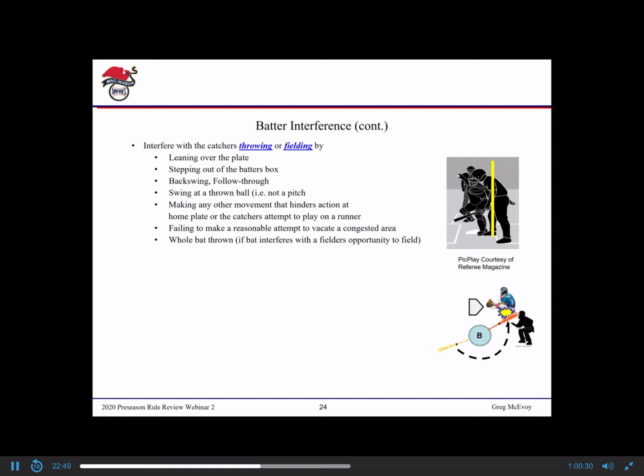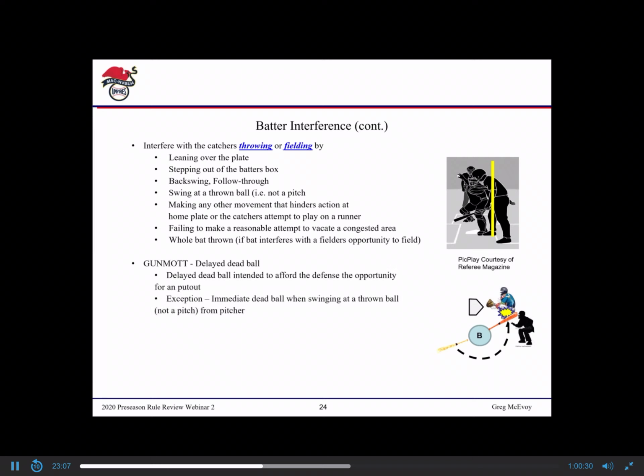A thrown bat, the only time that becomes interference is if it's thrown to the direction of a fielder who has the opportunity to field the batted ball. If the bat goes to another fielder who is not fielding the ball, then we have nothing.